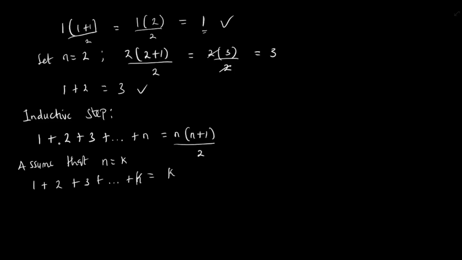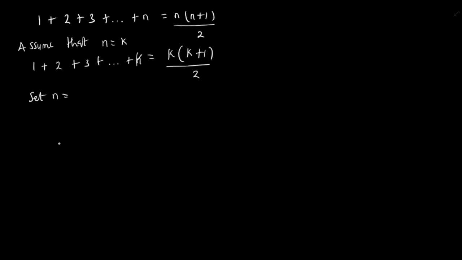So anywhere we see n, we have to substitute it with k. So we have k(k+1)/2. Then the next thing we are going to do is prove it for n equals k plus 1. Let n equal k plus 1.